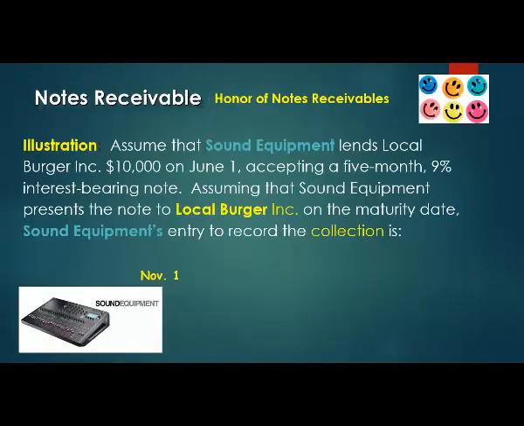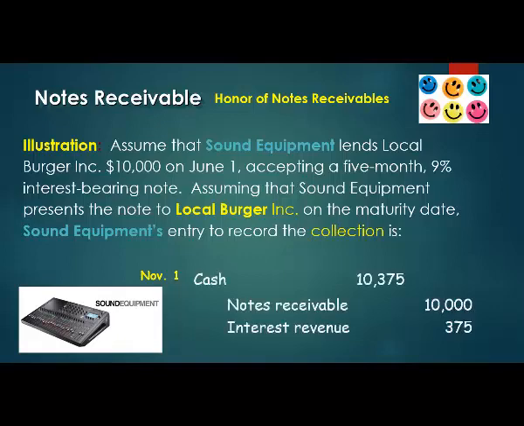Let's take an example. Assume that Sound Equipment lends Local Burger $10,000 on June 1st, accepting a 5-month 9% interest-bearing note. Now in this case, this is not in settlement of accounts receivable. This is just a note. So we are doing Sound Equipment's books. Sound Equipment loaned $10,000 to Local Burger, that would have been an earlier transaction on June 1st, and it would have been debit notes receivable for $10,000, credit cash for $10,000.